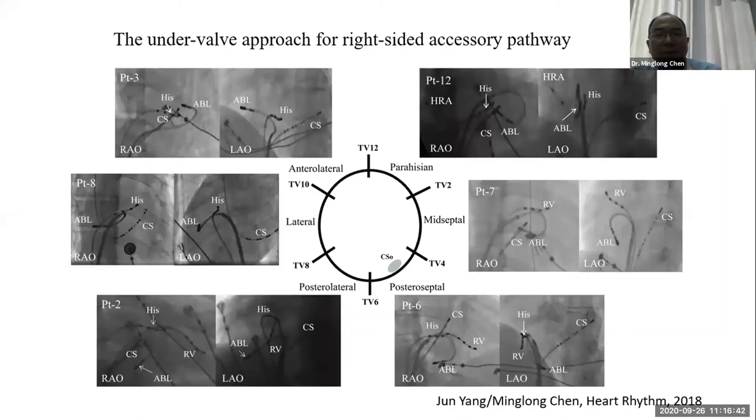The other one is, if you do the transeptal approach, you only use the venous approach, don't use the arterial approach. Good point. So Paul, what about you?